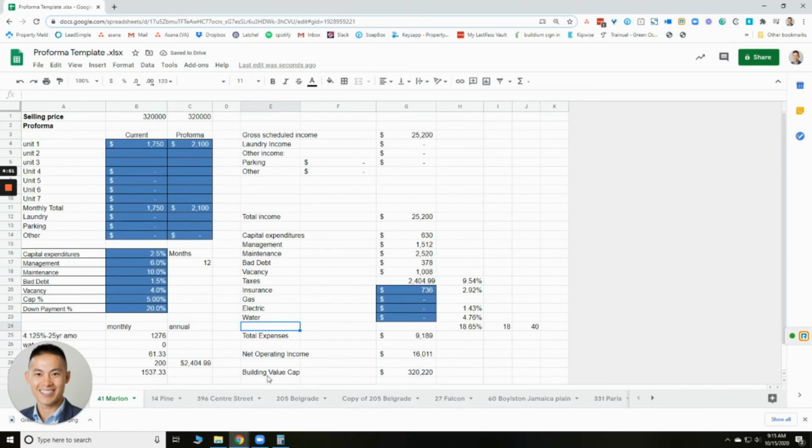And that is a high-level overview of a Proforma and why you should create one and how it'll educate you to make a determination on whether you should be purchasing a specific property or not, and whether it meets your return guidelines, which in this case is a cap rate. We also have one for cash on cash, but this is a standard one for cap rate.